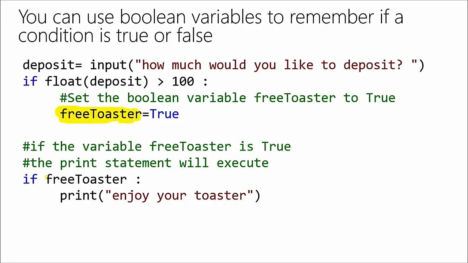And then later I say, oh, by the way, I've got to remember, if free toaster is true. But you don't have to say if free toaster equal true. Right? You can just say if free toaster, then do the following. And the advantage here is your code is more readable.